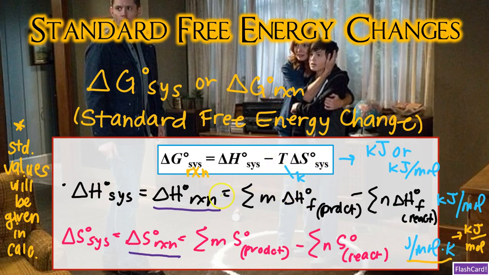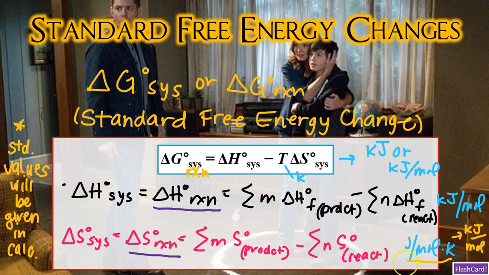We have to make sure all our units are the same so that we can use this expression for calculations. So that just simply means converting our delta S of the system from joules per mole to kilojoules per mole. That's all you have to do. That way we can get all the units we're looking for.